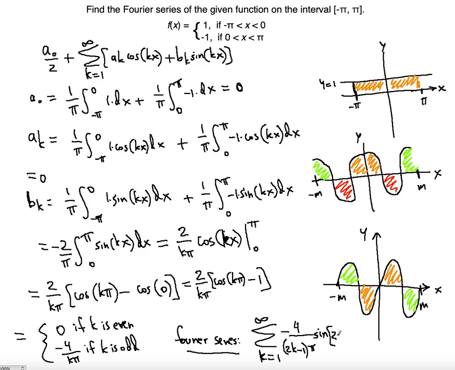So sine of 2k minus 1 multiplied by x, right? So we replaced k with 2k minus 1, multiplied by x, and there you go. This is the Fourier series, the correct version. Lots of students make a mistake and write the result as minus 4 over k pi times sine kx, right? That would be wrong. You have to adjust the k with a new one, which is 2k minus 1, because you want to discount the 0 cases when k is even, right?